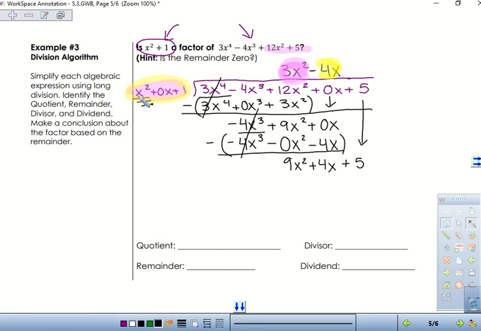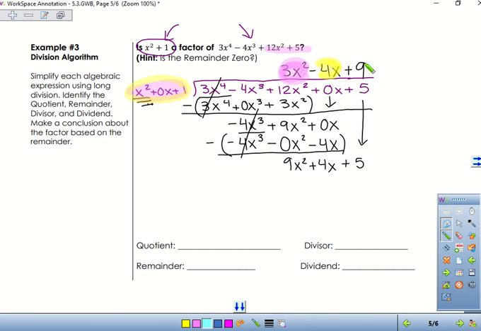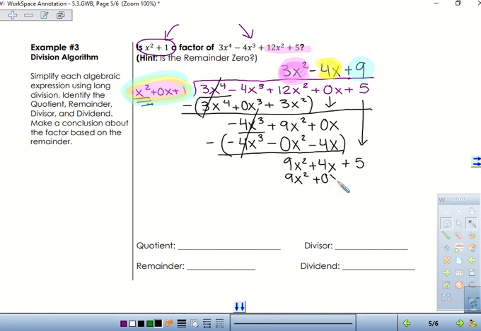What would I multiply x squared by to get me to 9x squared? Now you're going to multiply 9 by x squared plus 0x plus 1. That gives you 9x squared plus 0x plus 9. And then you're going to subtract. This cancels. This becomes 4x. And this becomes negative 4. That's what I got last time, so that sounds right. So you can't continue anymore.